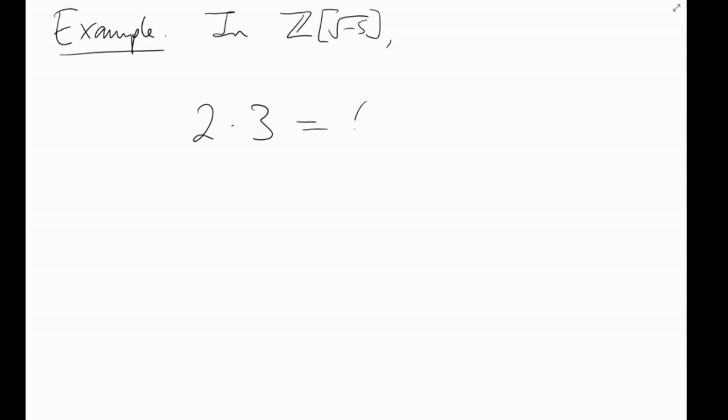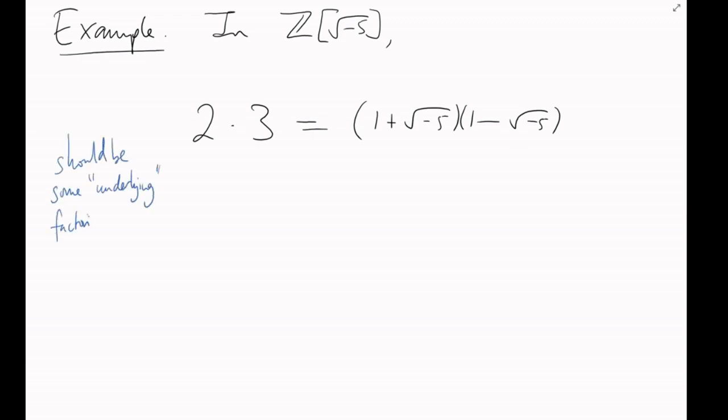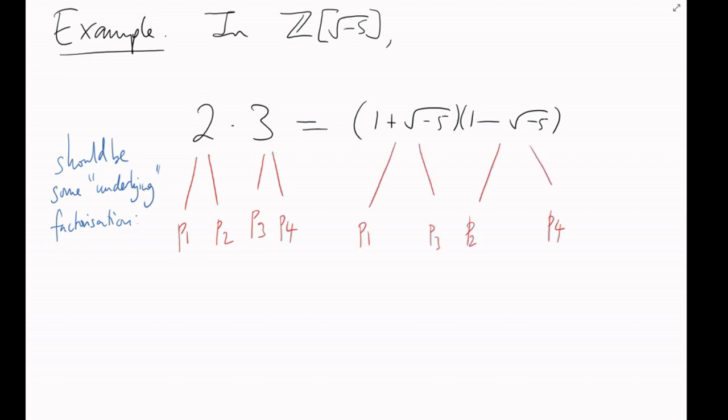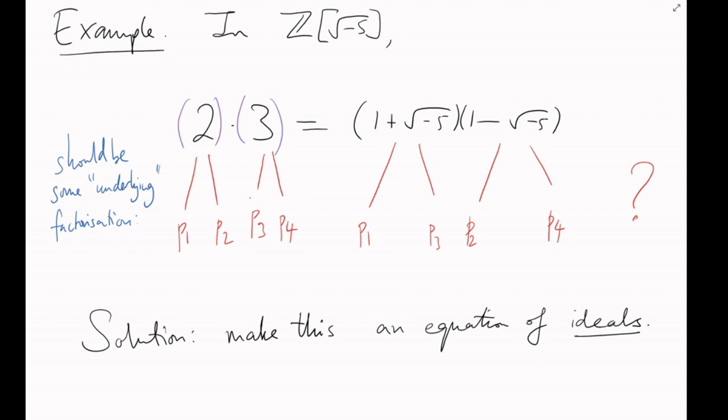Here's an example. We've discussed this one before. Remember that in Z adjoin root minus 5, the number 6 factorizes as 2 times 3, and also as 1 plus root minus 5 times 1 minus root minus 5. These factorizations are both minimal, all 4 of these elements are irreducible, but it feels like there should be some underlying, even smaller factorization, underpinning them both and making some kind of uniqueness of factorization possible. In the ring Z adjoin root minus 5, these elements don't share any factors. But if we convert this to a product of principal ideals, let me just put brackets around them, suddenly we do have extra factors available to us.